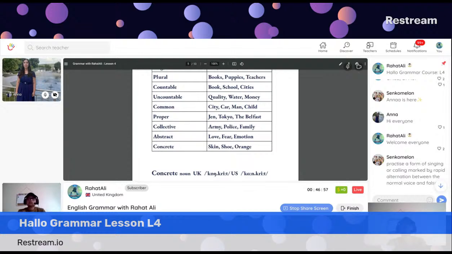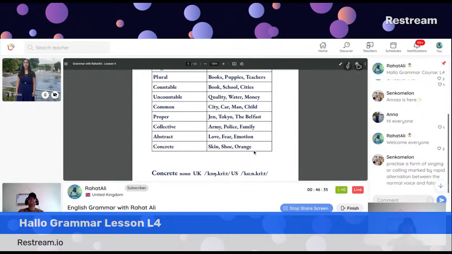All right, and the next one is proper noun, which is simply a noun when you know it by the name. Like Anna is a proper noun. Jen is a proper noun. Rahat is a proper noun. Sanko is a proper noun. Tokyo is a proper noun of a city of Japan. Belfast, another city from, I think, Ireland.